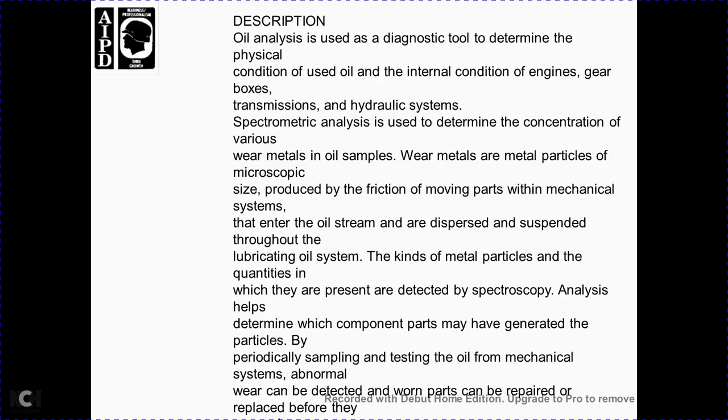Description: oil analysis is achieved with tests to determine the physical condition of the used oil and the internal condition of the engine, gear box, transmission, and hydraulic system. Spectrometer analysis determines the concentration of various wear metals in the oil sample.